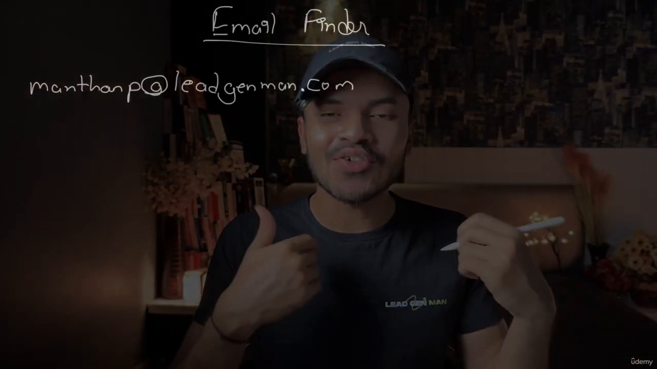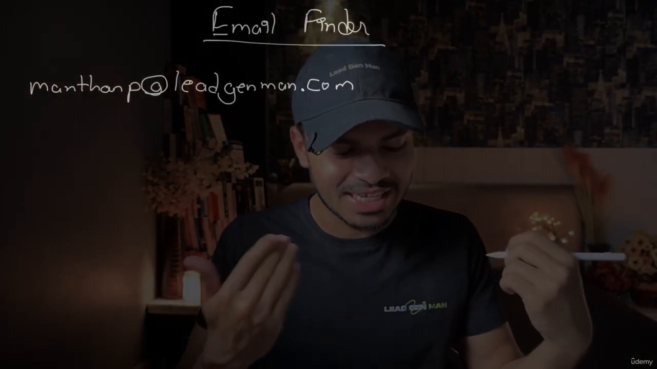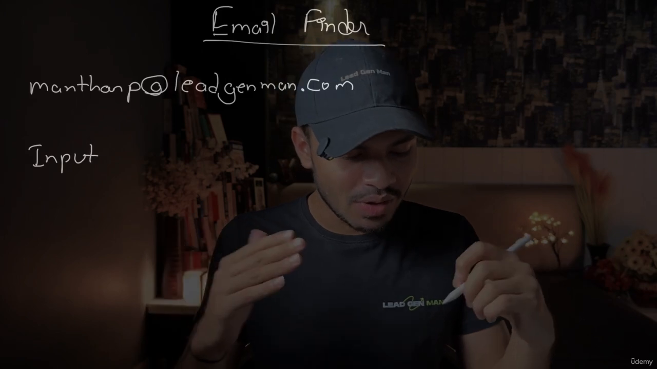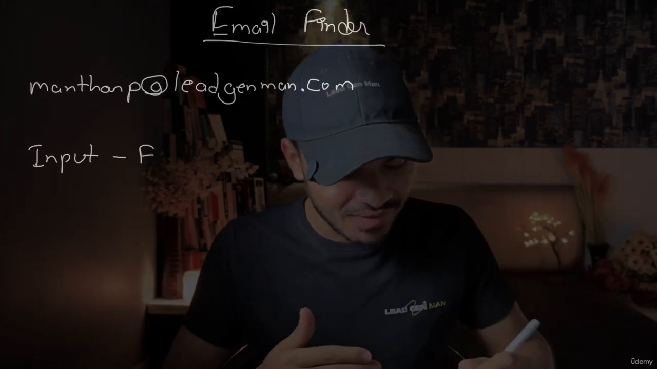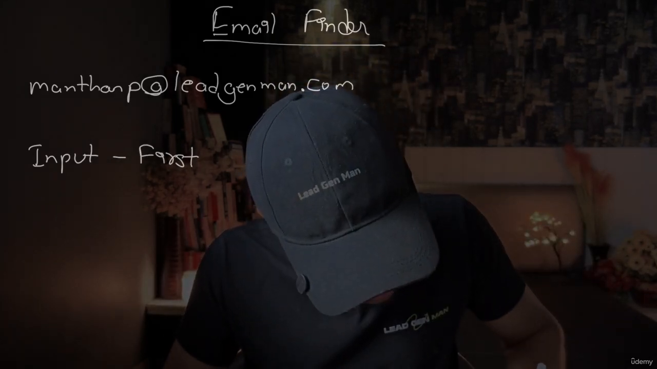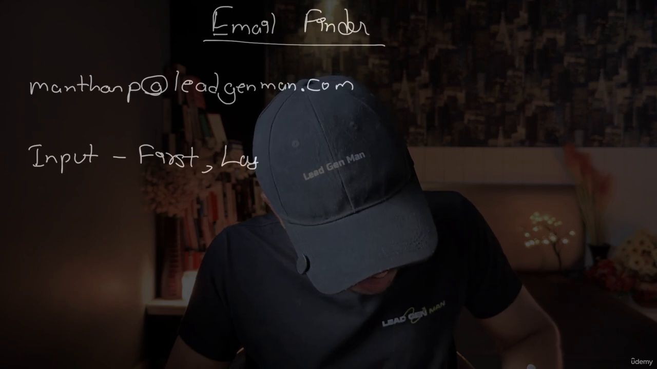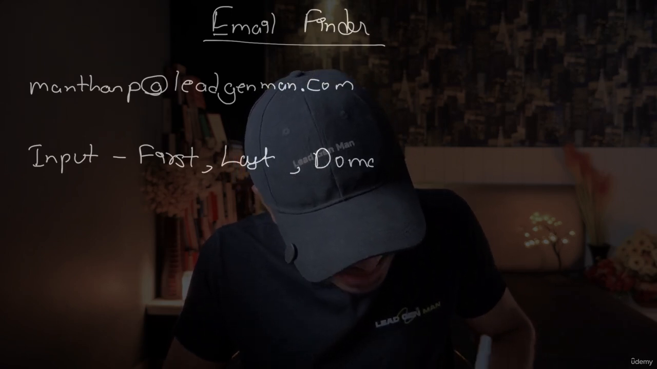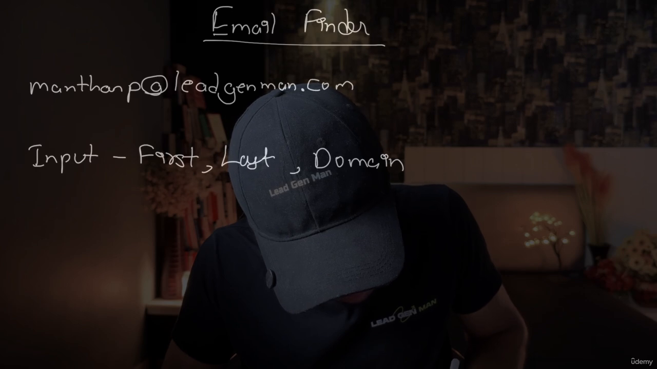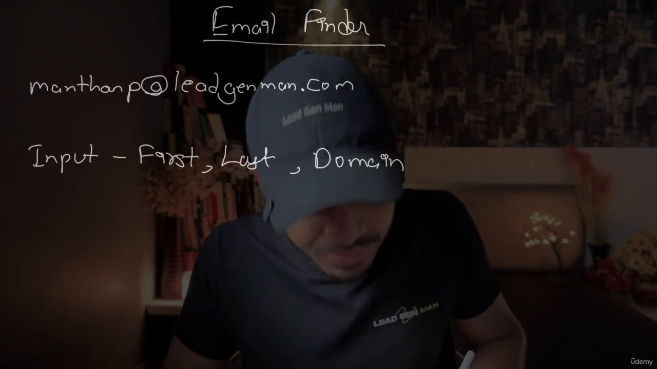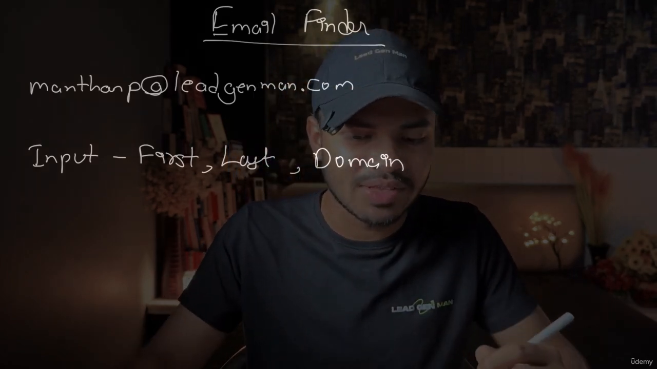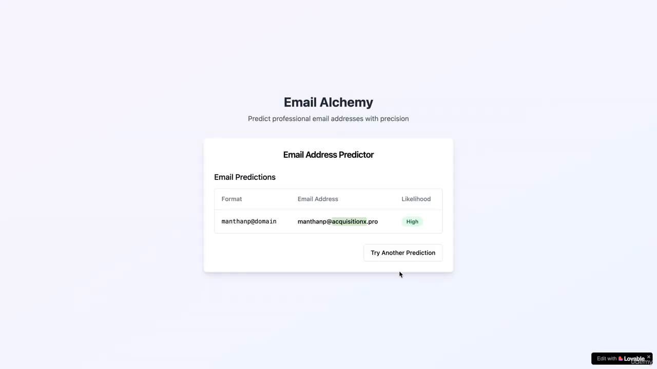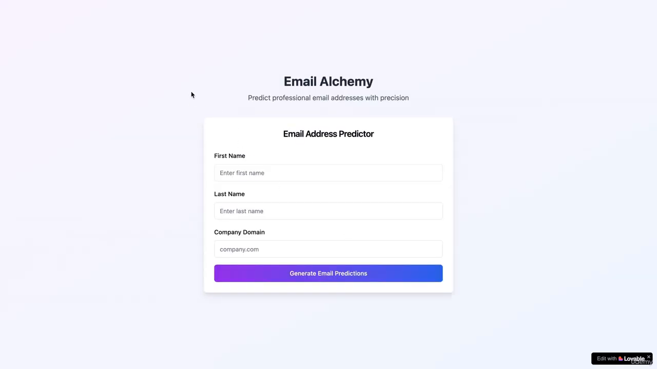Let's take this example of my email address, which is manthanp@leadgenman.com. So in order to guess this email address, we will need the input of their first name or their full name. The first name in this example is Manthan, last name is Patel, which stands for P, and the company domain, which is leadgenman.com. That's all we need, and that's why we have this input inside our Lovable app as well. First name, last name and the company domain.